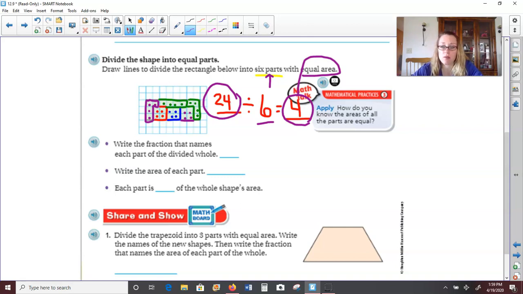So to answer some of the questions about what we just did, write the fraction that names each part of the divided whole. Well, since we made 6 total shapes out of our rectangle, each shape that we made would be 1/6 of the whole rectangle. Write the area of each part. Well, each part we created has an area of 4 square units. And I counted them as I went along to make sure that the area was equal in each of the new shapes that I was creating.